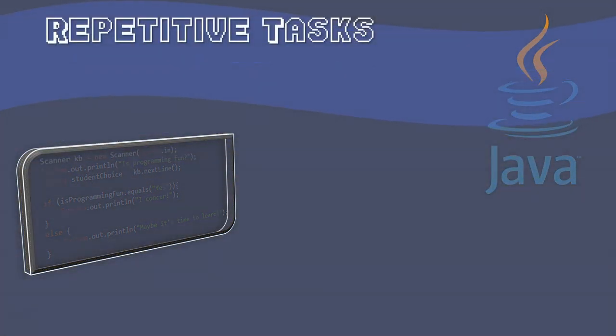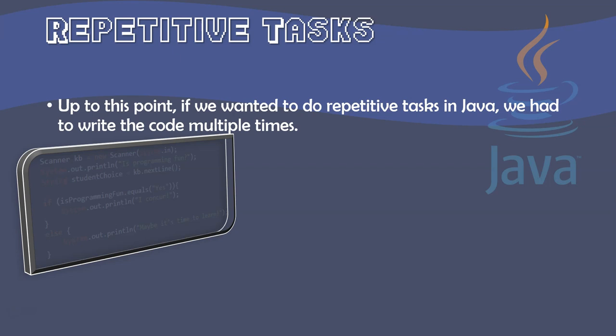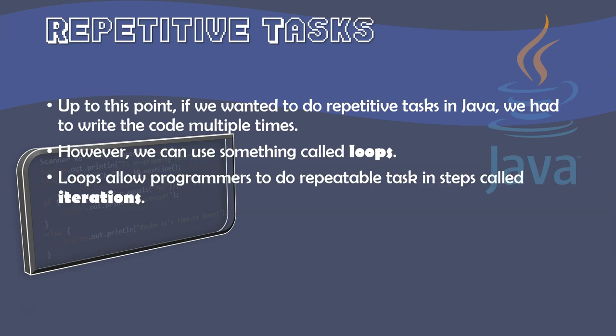So the first thing we have to understand with loops is that we're addressing a common issue that we have had up to now with our code, which is that of repetitive tasks. If we wanted to do a repetitive task in Java up to this point without loops, we'd have to write that code multiple times, literally sequentially, for however many times we want it to work. However, we can use loops to address this issue. Loops are a wonderful technique that allow programs to do repeatable tasks in steps known as iterations.